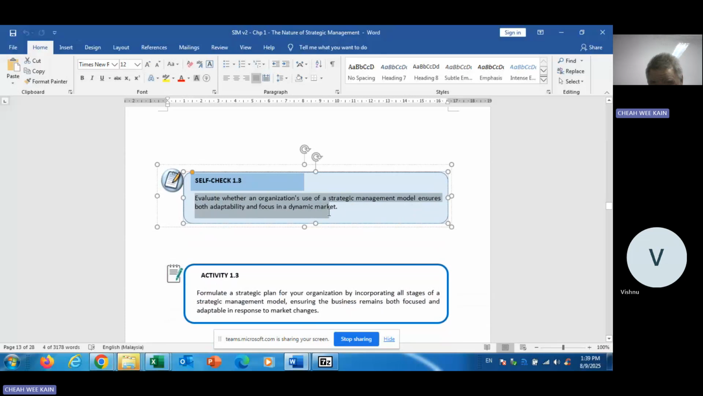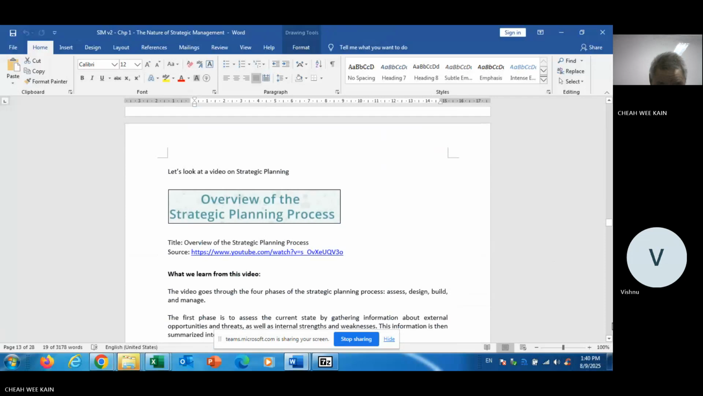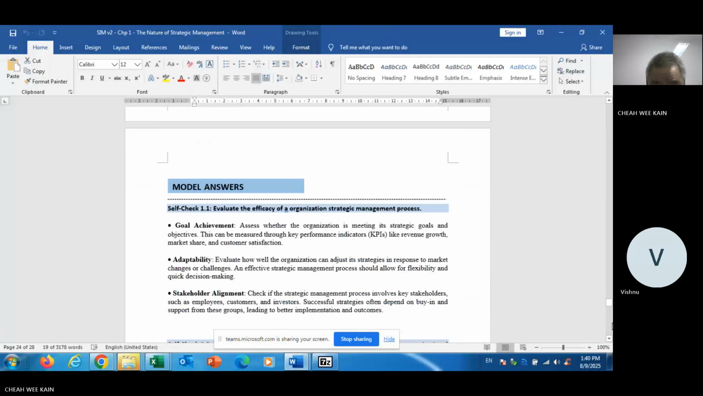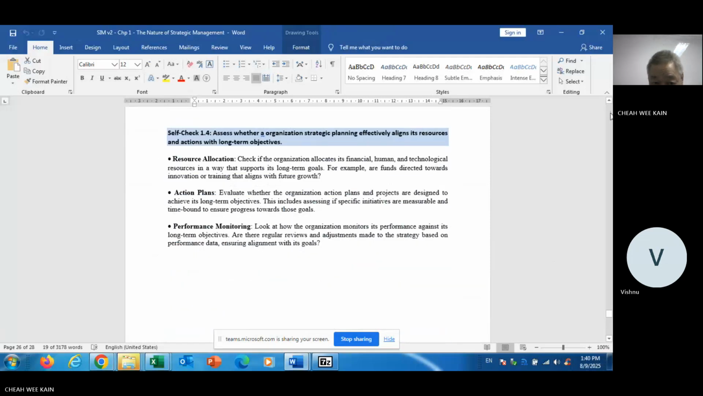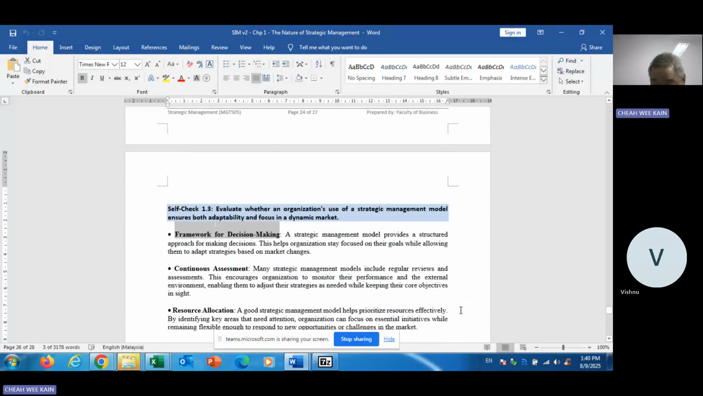Evaluate whether an organization's use of the strategic management model ensures both adaptability and focus in a dynamic market. So how do you evaluate whether the organization does? Do we have a framework? Do we have this framework of the three stages: formulation, implementation, and evaluation? We have a framework.